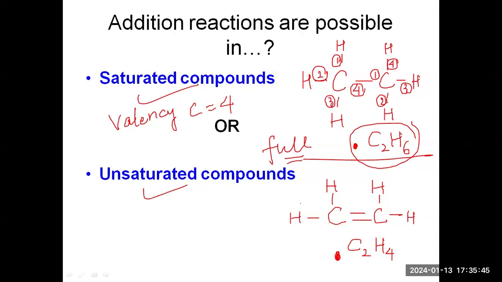Ma'am, is C2H2 an unsaturated compound or not? C2H4 is unsaturated. C2H2, ma'am? Yes, C2H2 is also unsaturated.